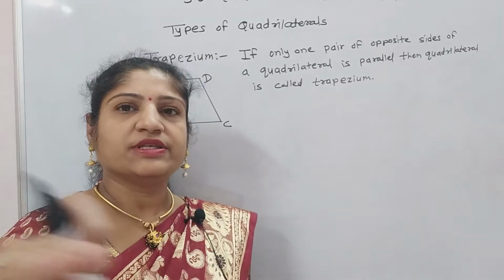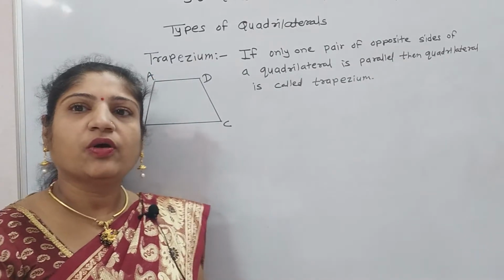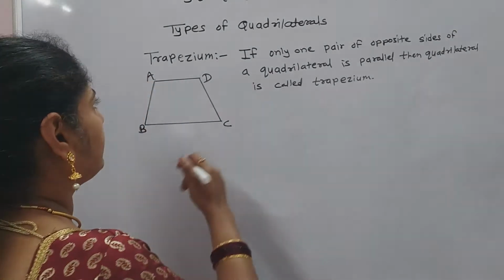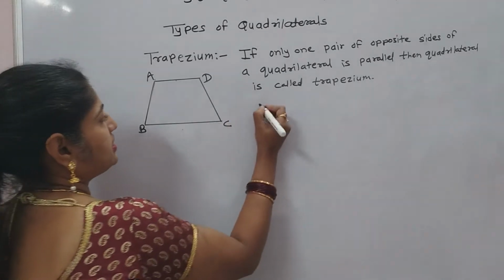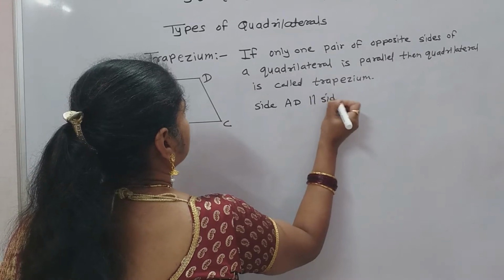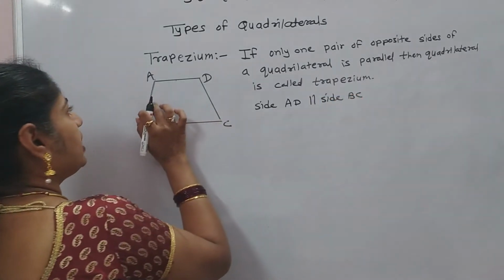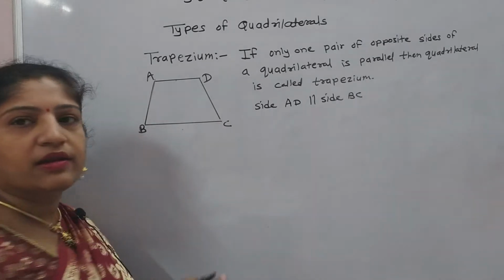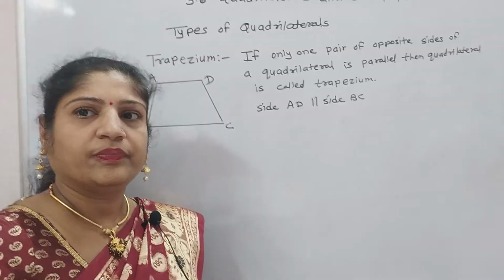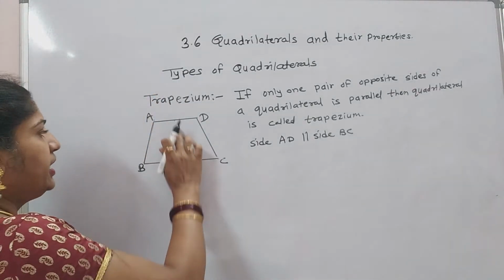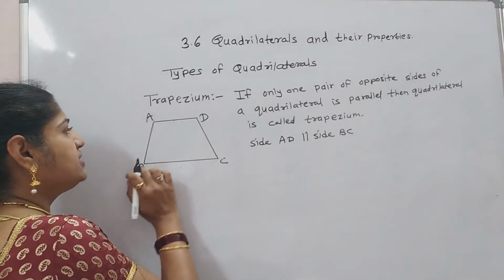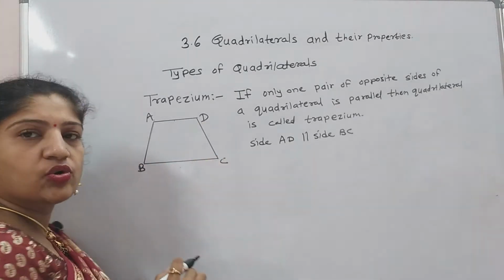Next type is trapezium. If only one pair of sides of the quadrilateral is parallel, then the quadrilateral is called a trapezium. Here, side AD is parallel to side BC, but AB and CD are not parallel sides. Only one pair of sides is parallel, called a trapezium. In the trapezium, AD is parallel to BC, these are the parallel lines, and AB is a transversal. DC is also a transversal.